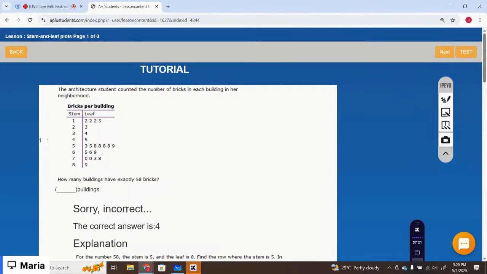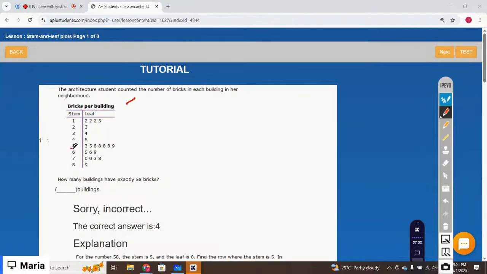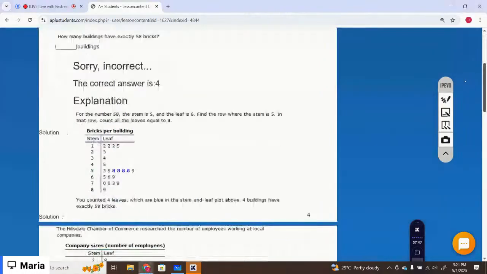The architecture student counted the number of bricks in each building in the neighborhood. How many buildings have exactly 58 bricks? 58. Here is the stem 5 and leaf 8, and there are 4 of them. So that makes 58, 4 times. The correct option is 4, because stem 5, leaf 8 appears 4 times.